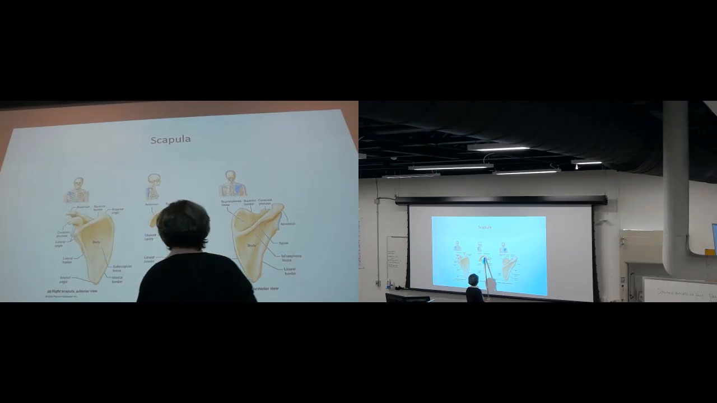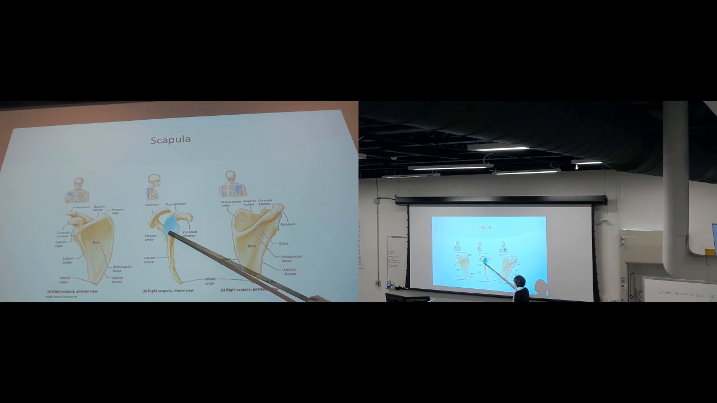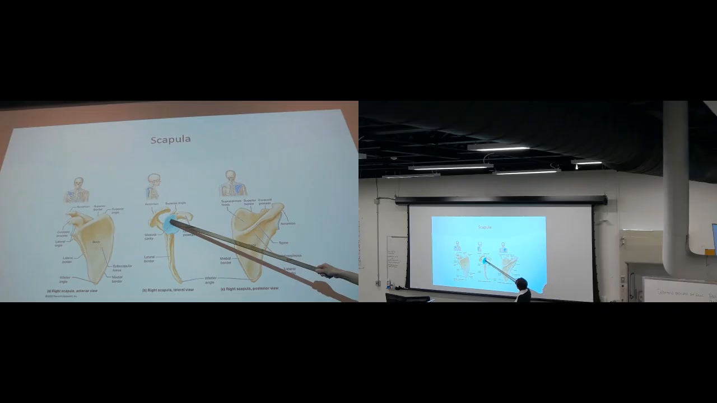Now, in the lateral view, you can see the glenoid cavity, which is a shallow cavity. And then in the posterior part and the anterior parts, you have the coracoid process anteriorly and the acromion posteriorly. And this is the superior angle, this is the lateral border, this is the inferior angle.